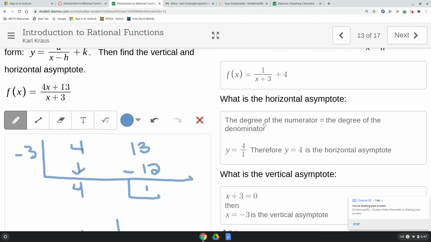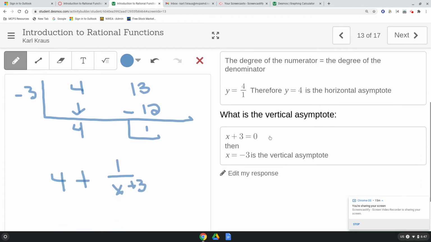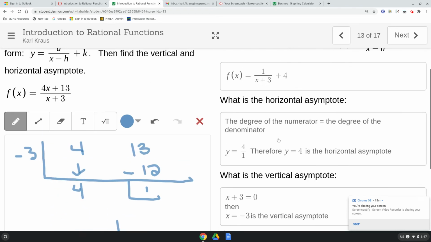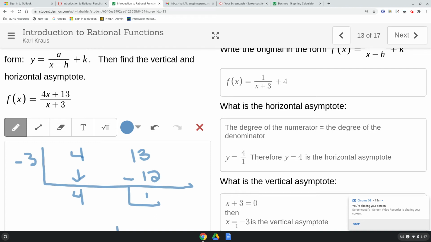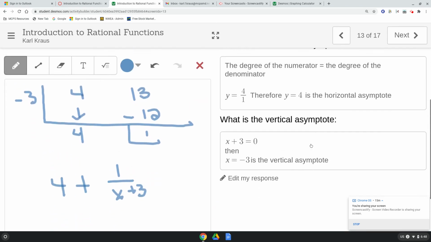So one way we could find the horizontal asymptote is the degree of both of these is 1. You do 4 over 1, therefore y equals 4 is the horizontal asymptote. Or we look up here, and we're adding 4. The vertical asymptote, x plus 3 equals 0, x equals negative 3 is the vertical asymptote. Same thing here. x plus 3 equals 0, x equals negative 3 is the vertical asymptote.